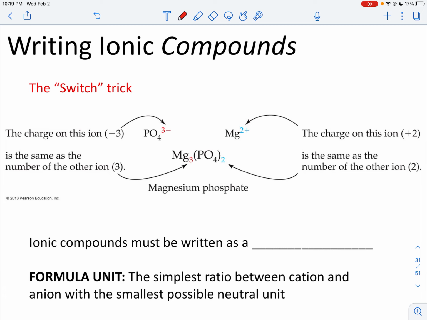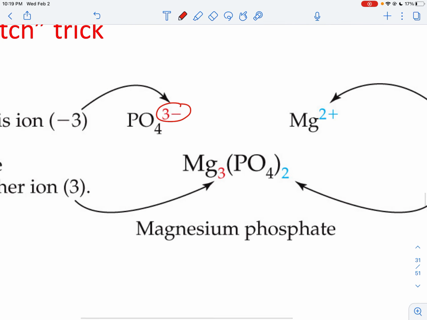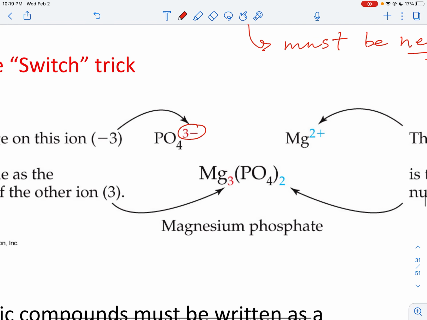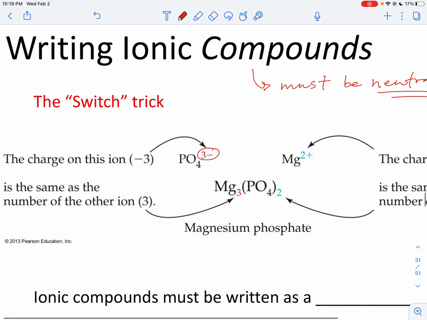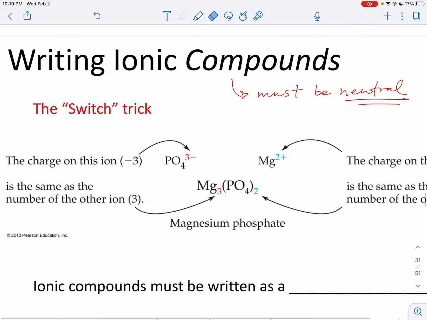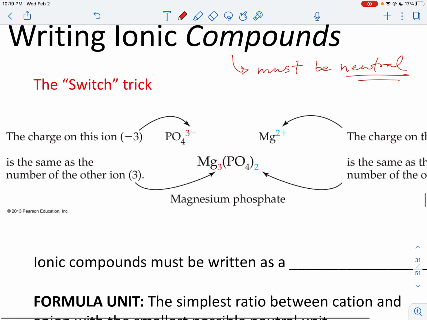Well, the rule here is that our compounds must be neutral overall, meaning that the amount of negative charge from all of my anions, like if I had 2 or 3 anions, must balance out with all the charge from my cations. Okay, so let me explain how this works. The switch trick says you can break it down like this.